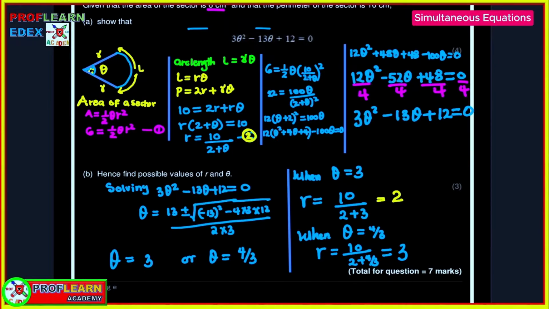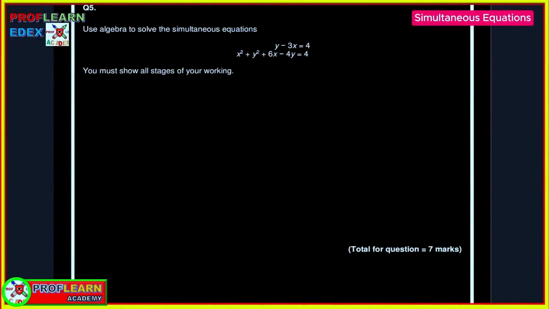Now we are going to question number 5, and question number 5 is testing how to solve a curve and a straight line. So let's see, we are given: use algebra to solve the simultaneous equations. y minus 3x equals 4, x squared plus y squared plus 6x minus 6y equals 4. You must show all stages of your working.